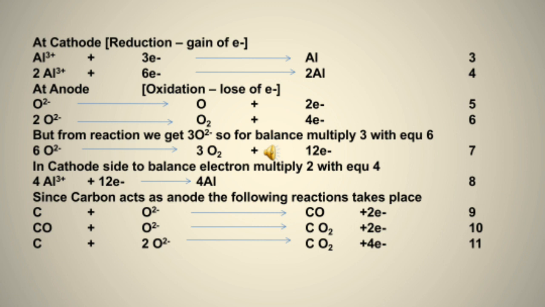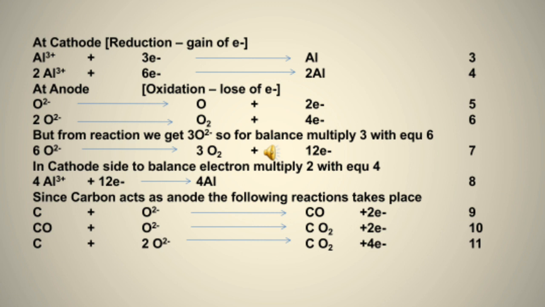Now the anode. What type of reaction takes place here? Oxidation. Oxidation means loss of electrons. First of all, oxygen 2-. How many minus charges are there above the oxygen? 2 minus. That means 2 excess electrons are there, and those 2 excess electrons are lost at the anode. So in the fifth equation, O2- becomes O plus 2 electrons. Now oxygen never stays as a single atom; it becomes a molecule only. How do you write that molecule? Oxygen molecule, O2. So see the sixth equation, there is O2 on the product side.